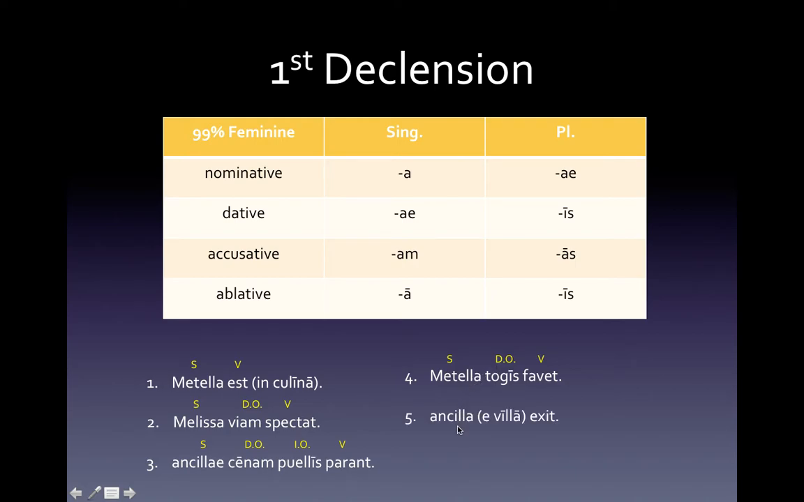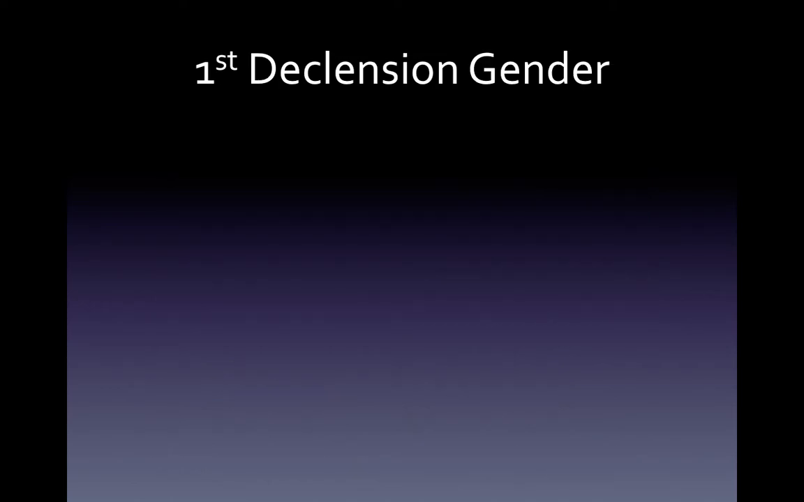All right, ancilla villa exit. Ancilla is the subject. Exit is the verb. This is a prepositional phrase. The slave girl exits out of the house. Puella ad tabernam ambulat. Puella is our subject because it's nominative singular. Ambulat is our verb. Ad tabernam is a prep phrase. So the girl walks to the store.